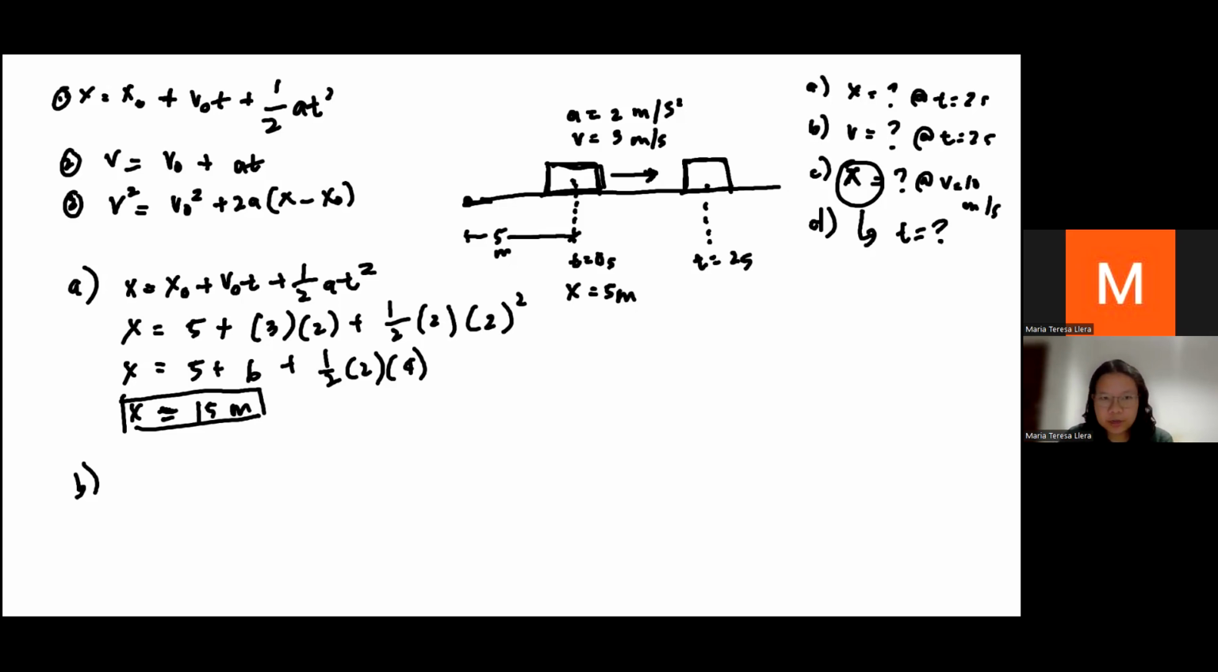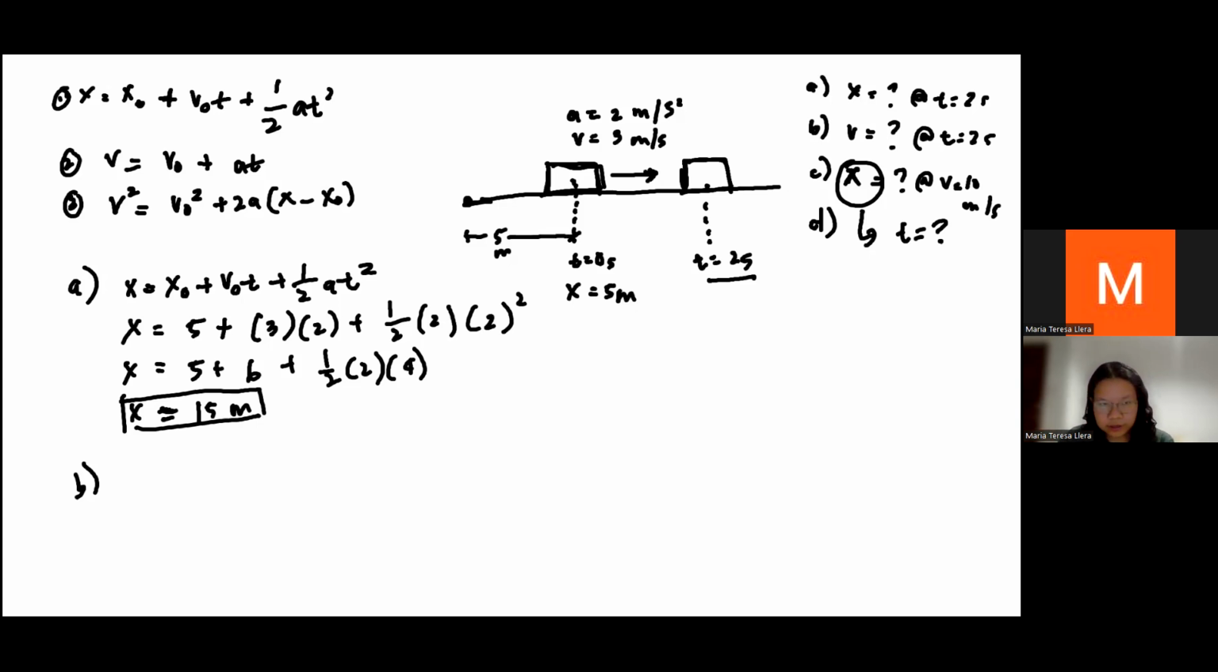What is the block's velocity at t equals 2 seconds? Looking at our diagram, this v equals 3 meters per second is actually our initial velocity at t equals 0 seconds. So we're being asked, at the second position, what's our velocity?